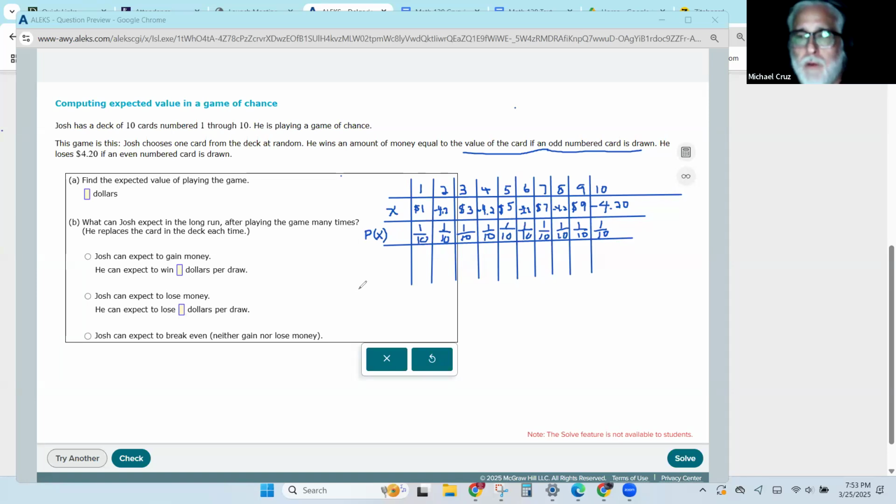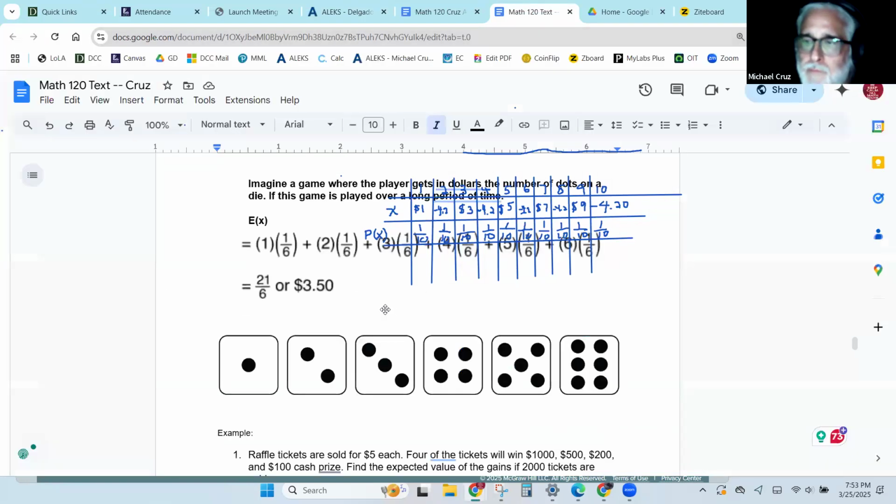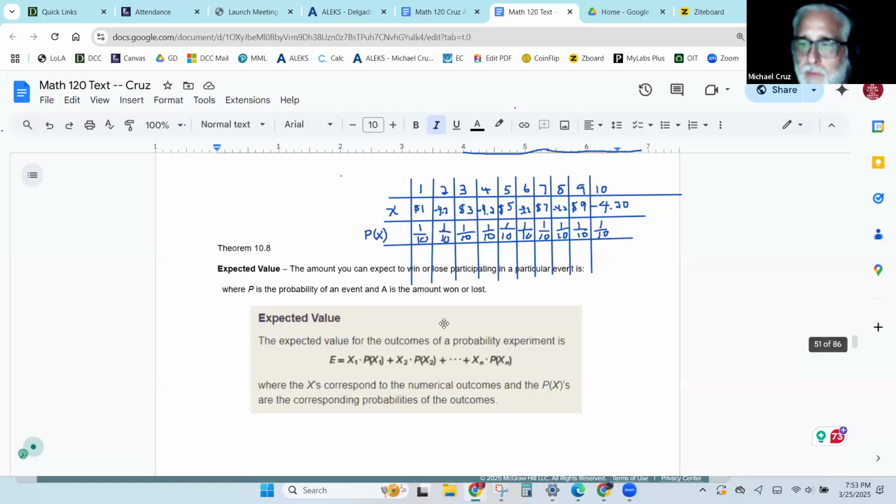Now, remember this crazy formula over here that defines the expected value. We're going to take the X times the probability of X of each one, and then we're going to add them up.